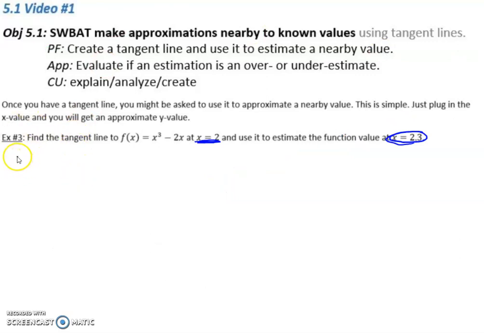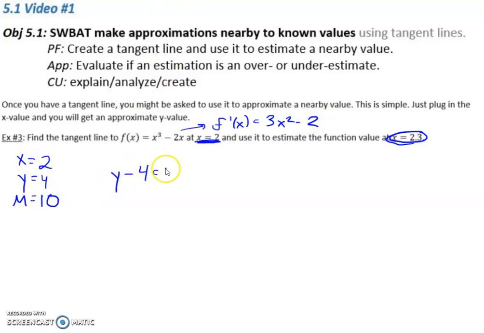So let's start with the tangent line. We've got an x, a y, and a slope that we need. So our x here they gave us was 2. Our y is going to be what we get when we plug into the function, which is 8 minus 4, so our y value is 4. And then our slope, well, we'll have to take the derivative. F prime of x is equal to 3x squared minus 2. When I plug in 2, that's going to give me 12 minus 2, so our slope is 10. So the equation of the tangent line is y minus 4 is equal to 10 times x minus 2. Sorry about the handwriting.